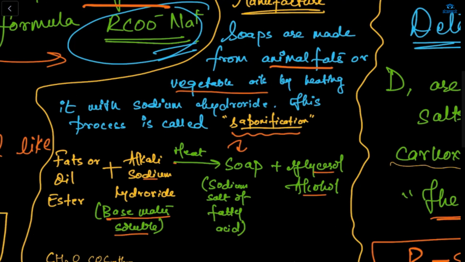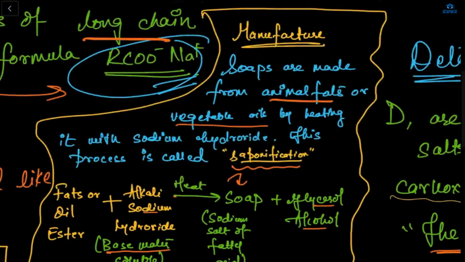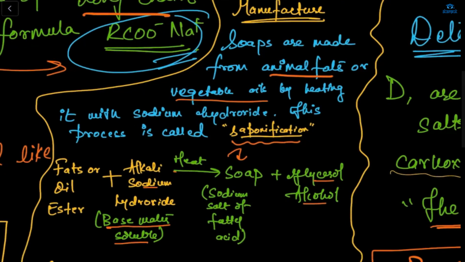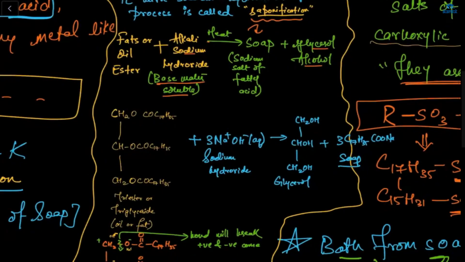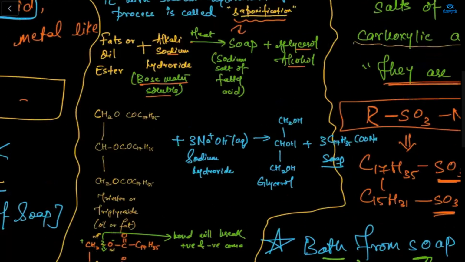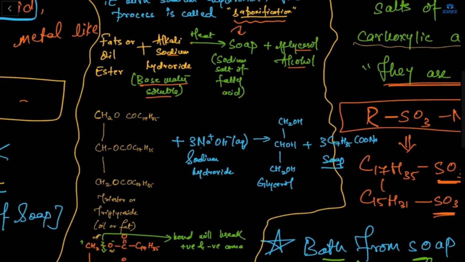Okay, so this is how soaps are manufactured from animal fats and vegetable oil. So this is the chemical equation. And here, we all know that sodium hydroxide is NaOH, so Na plus and OH minus. And here for fat, oil, and ester, these are the three. First is your fat, oil, and ester.